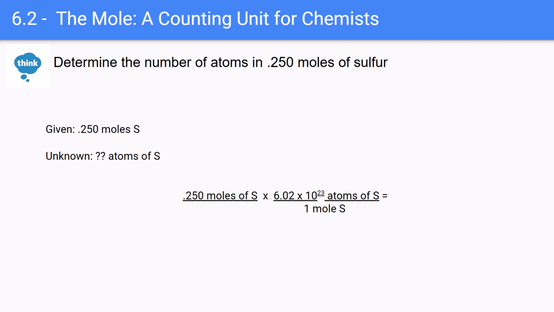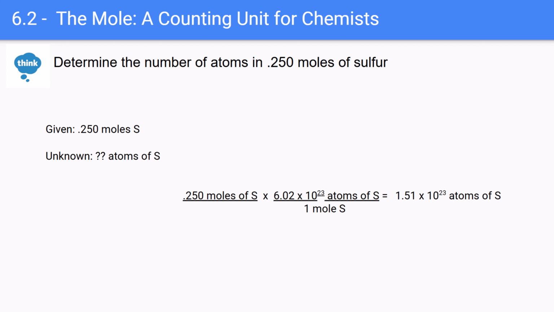We then utilize the fact that we know that there are 6.02 times 10 to the 23rd atoms of sulfur in an individual mole and set up our equation just like this. Moles of sulfur will cancel, leaving us atoms of sulfur behind, and whatever we punch into our calculator, we just need to keep in mind that we round that to 3 significant figures.